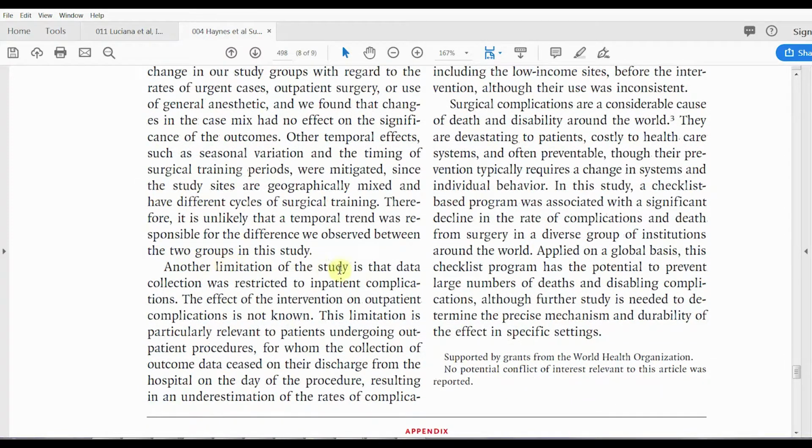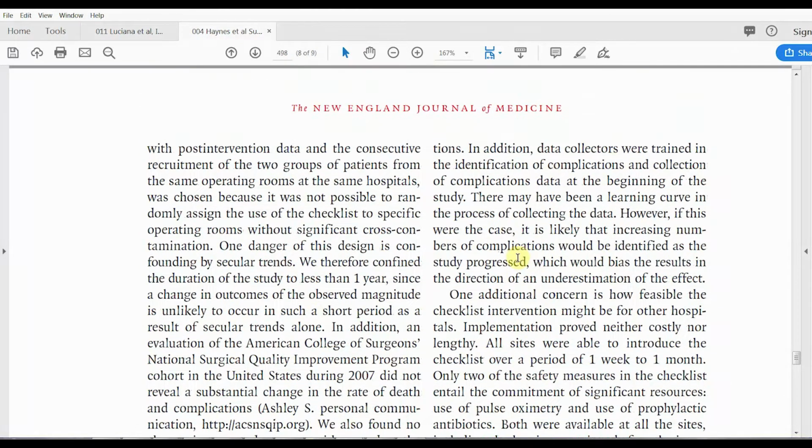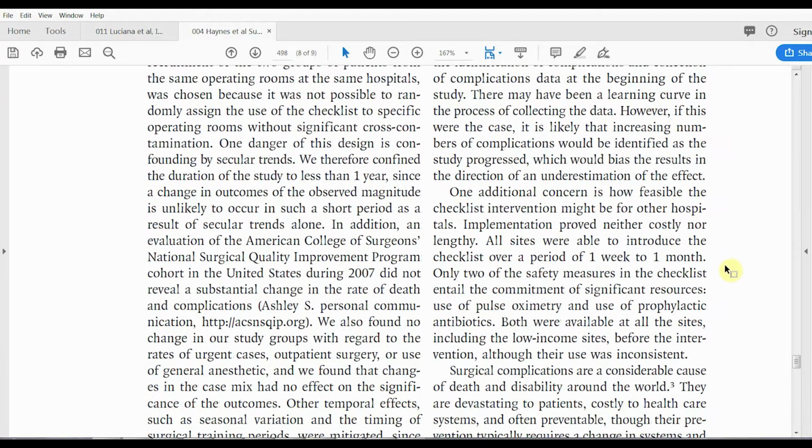Here's another limitation: data collection was restricted to inpatient complications. The effective intervention on outpatient complications is not known. They're pointing out that they don't quite have that data, and they're talking about what that means for their study. And a lot of times this will be followed with a rebuttal that essentially says this does not undermine our overall study. We recognize it's a complication, or a possible limitation, but we still think our data is valid. Here's another one. One additional concern is how feasible the checklist intervention might be for other hospitals, and then they follow that with a rebuttal: implementation proved neither costly nor lengthy.